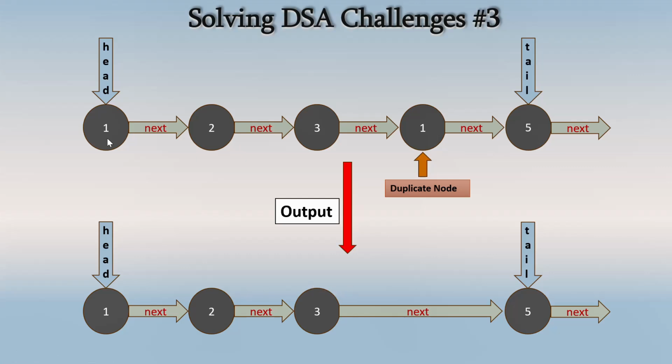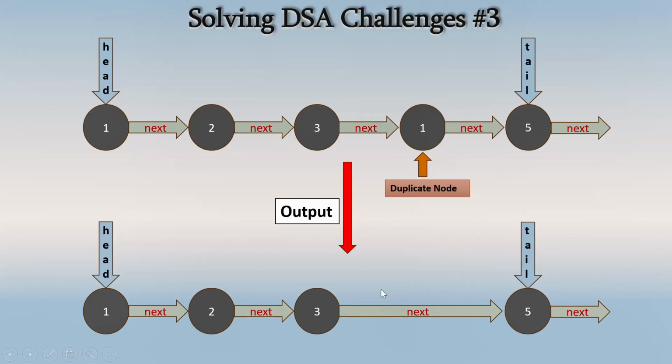So before implementing this logic, let me discuss the high level approach, how we are going to tackle this problem. Okay. So in the original linked list, we will traverse through each node and check if the value of that node is already present in any of the previous nodes or not. If it is not present, then well and good. And if it is present, then we have to remove this node and the next pointer of the previous node should point to the next node.